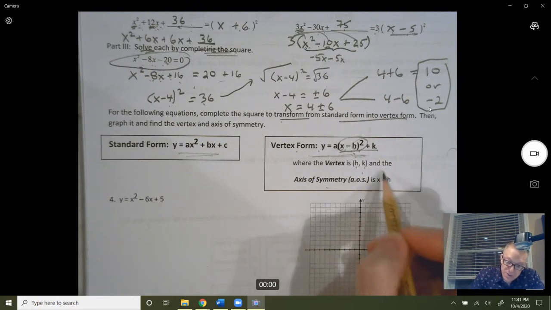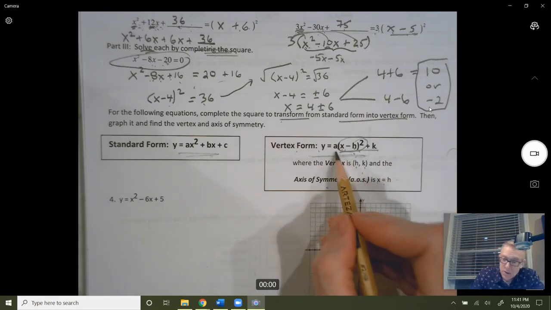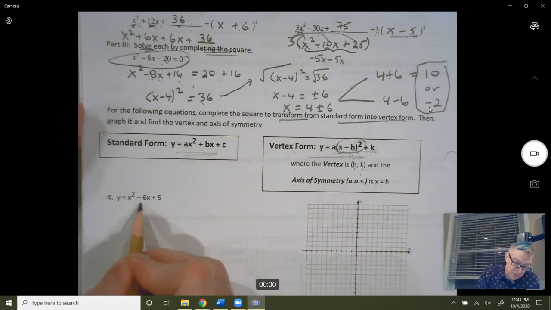And once we know that, these are going to be really easy to graph. Remember, anytime you graph a quadratic equation, you get a parabola, something that opens either up or down. Okay, so let's do this. Let's convert to standard form.